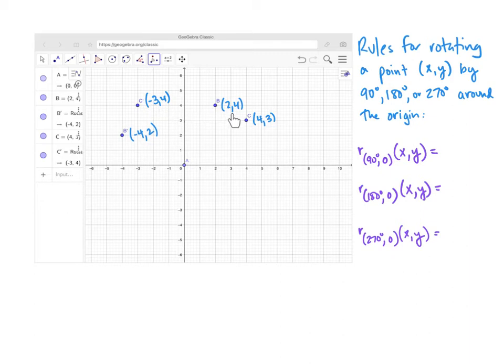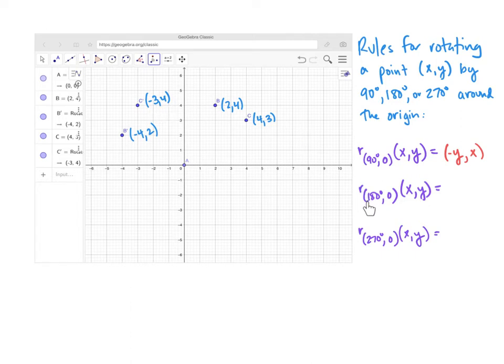So it seems like I notice a pattern: if I rotate the point x, y 90 degrees around the origin, the result is going to be a point that would be -y, x. I switched their spots and I flipped the sign of the first number. So in point B here, I flipped their spots. I put the 4 in the front and the 2 in the back, and then I flipped the sign of the first number. With the 3 and the 4, I put the 3 in the front, put the 4 in the back, and I flipped the sign of that first one.